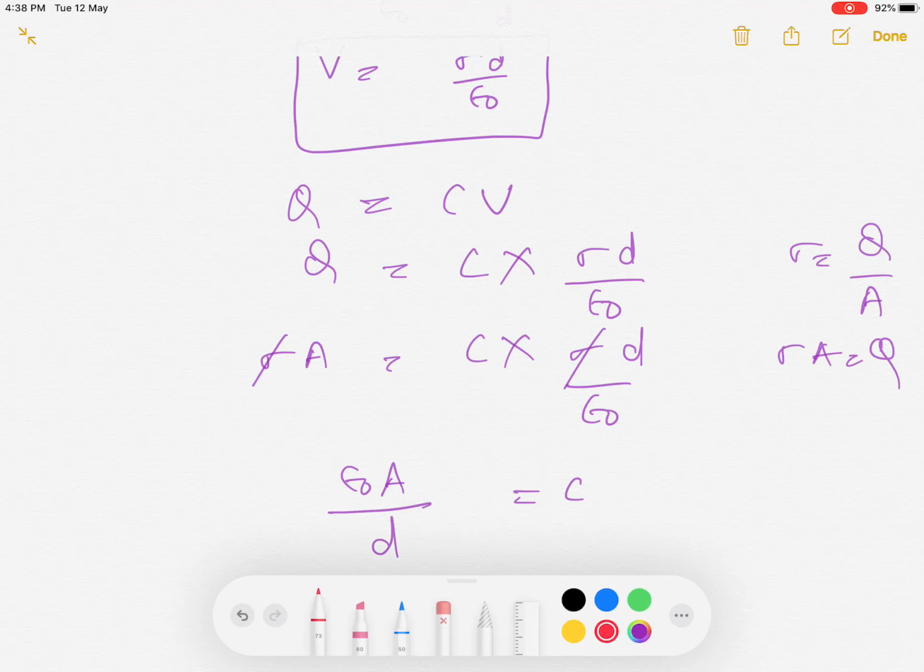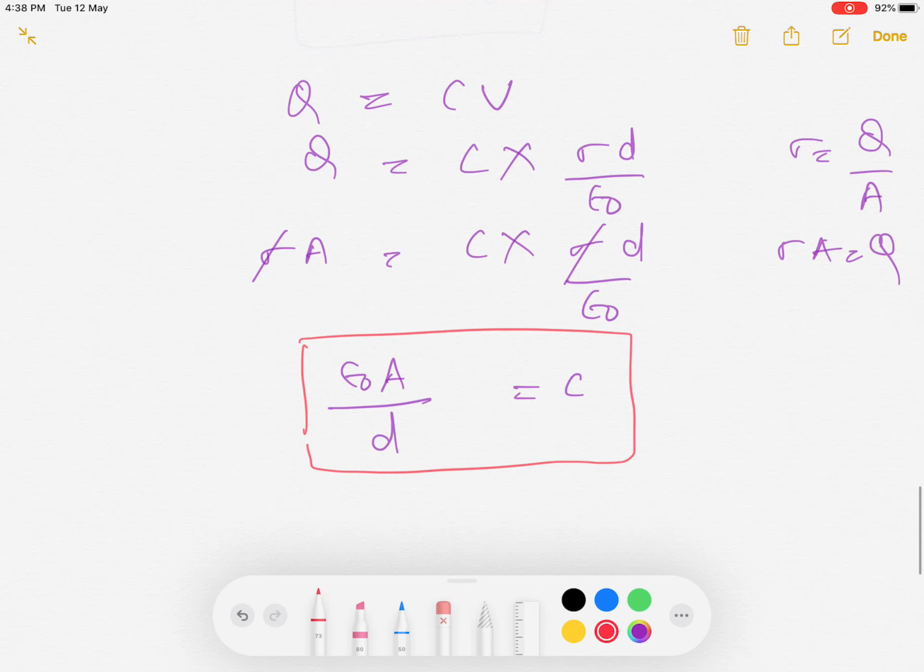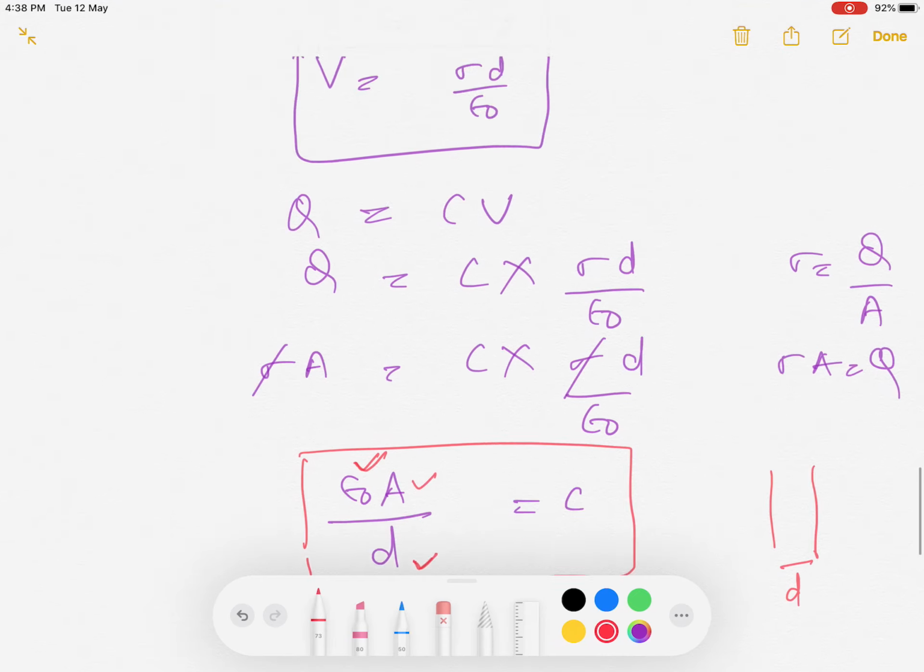Children, this formula epsilon 0 A upon d is the formula of capacitance of two parallel plates separated by distance d. See here, it depends upon the distance between the two plates, the area of the plates, and the permittivity of the medium. So C is equal to epsilon 0 A upon d. This is the formula of capacitance of a parallel plate capacitor.